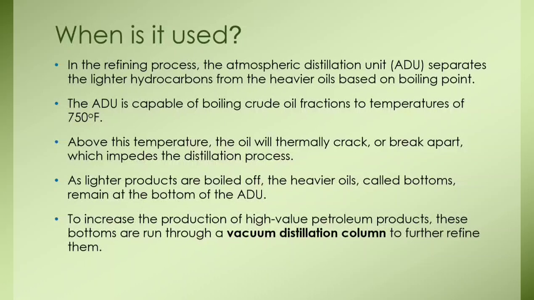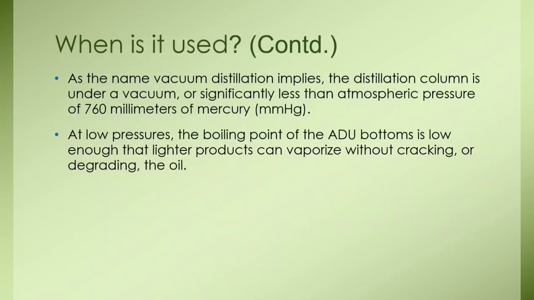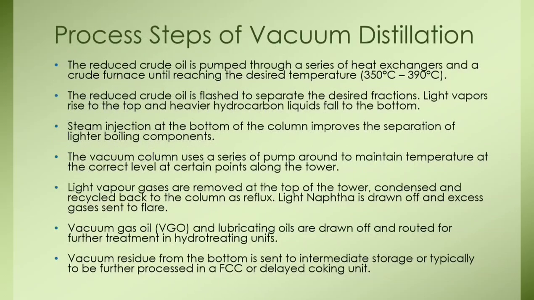Now, to increase the production of high value petroleum products, these bottoms are run through a vacuum distillation column to further refine them. So this is where the vacuum distillation column comes into the picture. As the name implies, the distillation column is under a vacuum, or significantly less than atmospheric pressure of 760 millimeters of mercury. At the low pressures, the boiling point of the ADU bottoms is low enough that lighter products can vaporize without cracking or degrading the oil. Hence, vacuum distillation gives us two main advantages. One is that it provides lighter products without cracking or degrading the oil, and the other is that it helps in converting low value petroleum products to high value petroleum products.